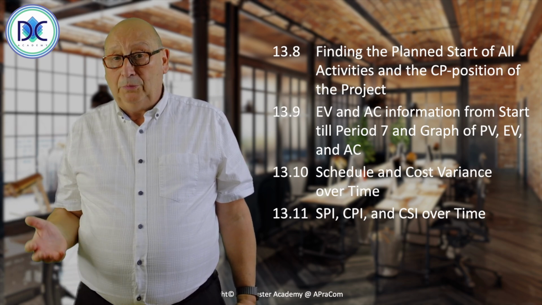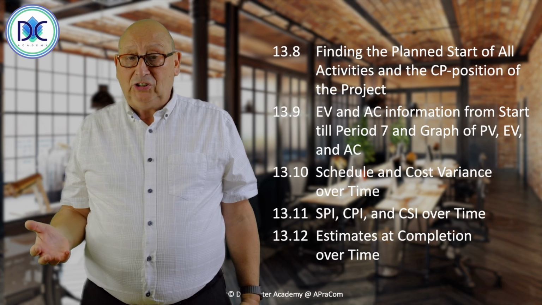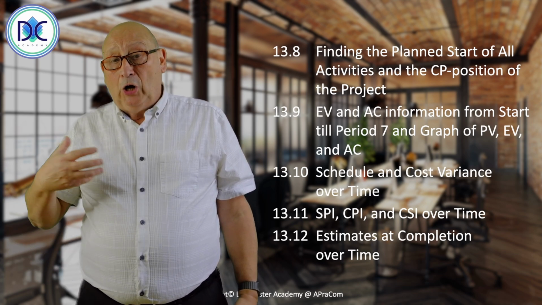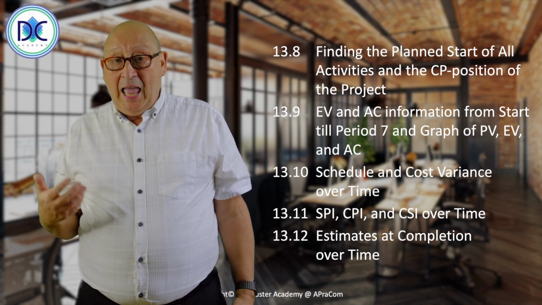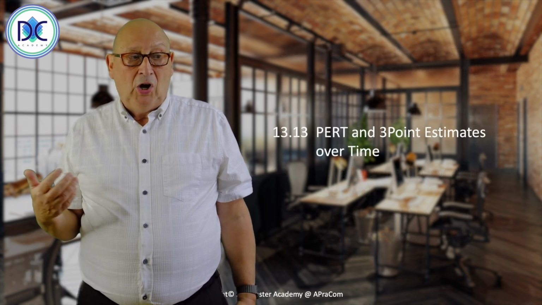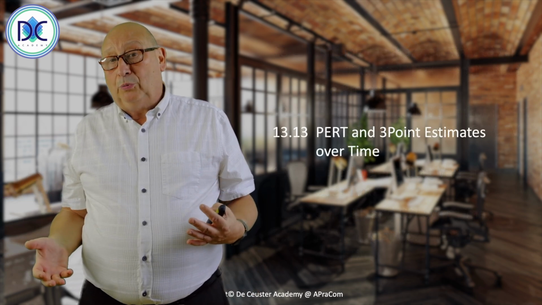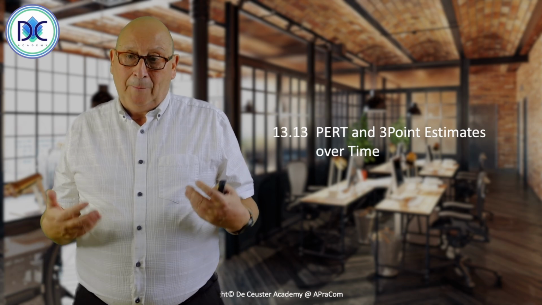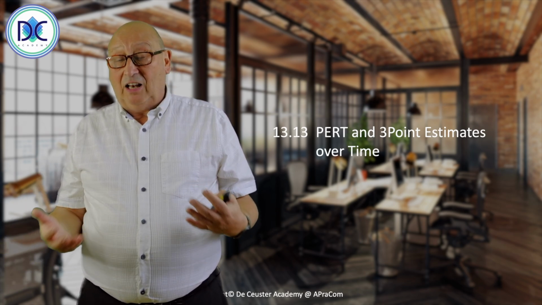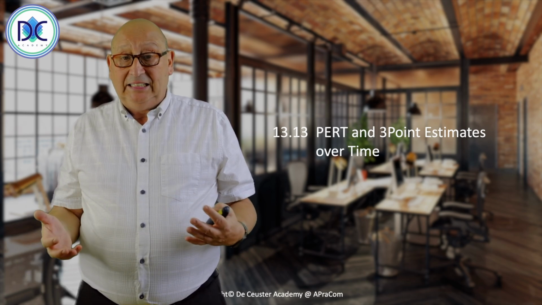We also determine the estimates at completion at the different periods of the project, so we have an idea how this evolves over time. And we look at the PERT and the 3-point estimates over time. And also we look at the 80% estimate of the estimate at completion. And that's basically the last thing that we're going to do in this lesson.